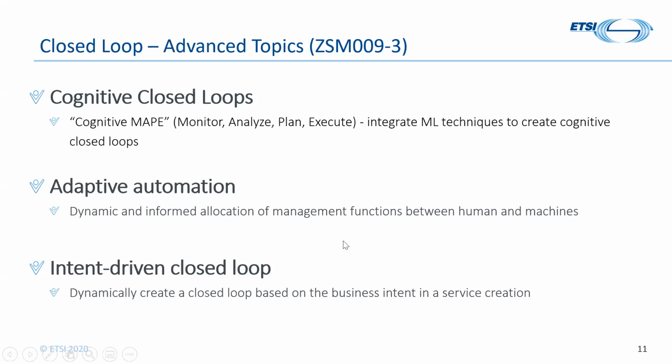Intent-driven closed loop is about dynamically creating a closed loop based on the business intent in a service creation. So, for example, as a new service is created, it may include information about the intended performance, and the closed loop would be dynamically created and activated with the appropriate stages and data collection function to monitor for the performance of the service. As I mentioned before, the advanced topic is a study item, and it is expected to complete in first quarter next year.